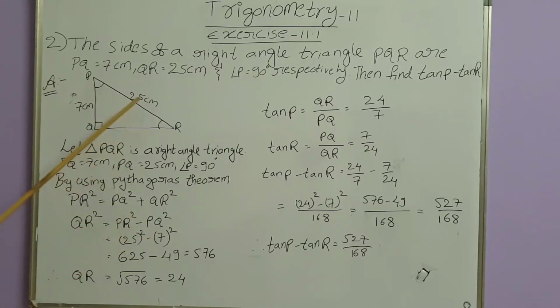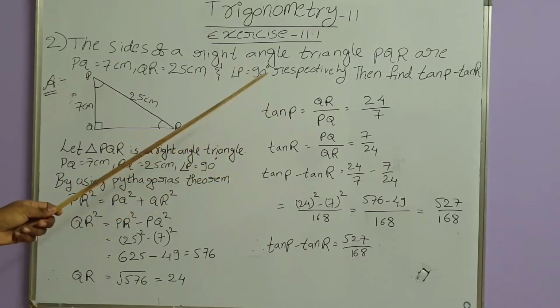PR is 25 centimeters, so 25 whole square minus PQ, which is 7 whole square, is equal to 625 minus 49, which is 576. This is only QR square. Now we want only QR, not square, so it becomes root of 576. We get 24. QR is 24 centimeters.